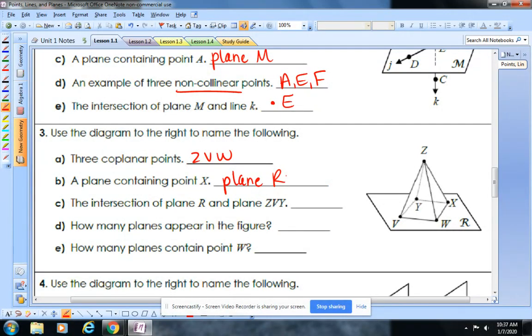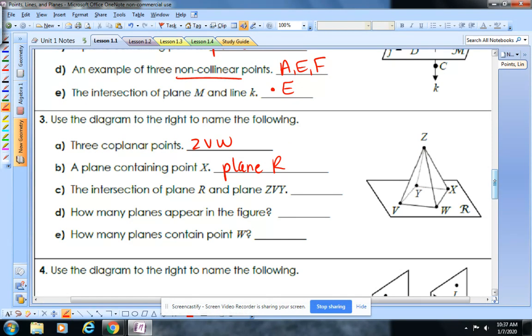How many planes is X a part of? Actually 4. Okay? Because this back face with Z, Y, and X is a plane, right? This side face with Z, X, and W is a plane. The base of the pyramid with these 4 points is a plane, but that plane also extends to make plane R, doesn't it? Right? So there's actually 4. That was a good honors level question for you today.